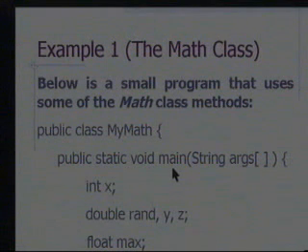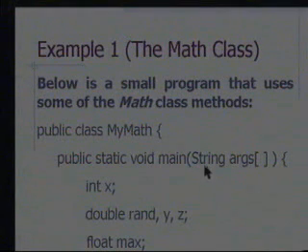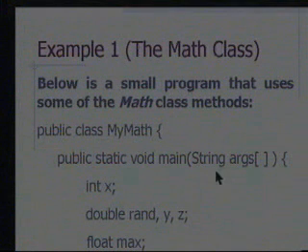Then you must have a main method, and a main method does not return anything. It is a void type. It is open, and then public static is always used with the main method. The main method contains one argument called args, and args is defined of a String class type.